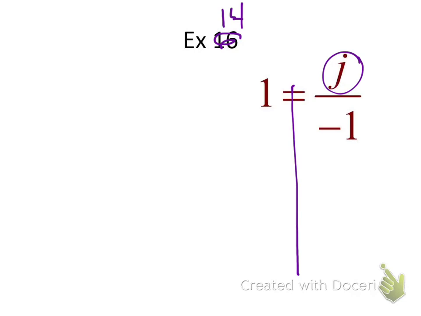Okay, here we go. 1 equals J divided by -1. How do I get the J by itself, you guys? You gotta multiply by -1. Whatever I do to one side, I do to the other. What's -1 times 1? -1. Equals J. Flip it, swap it, box it.